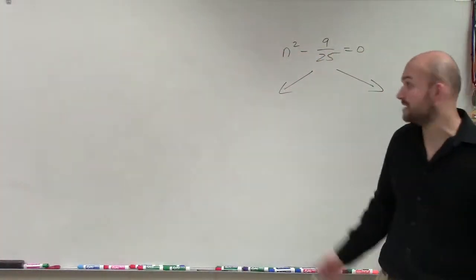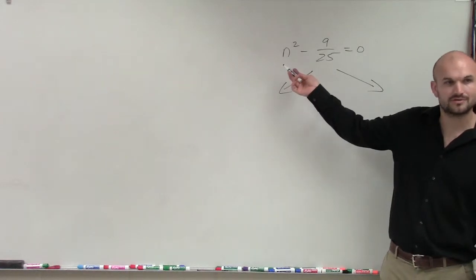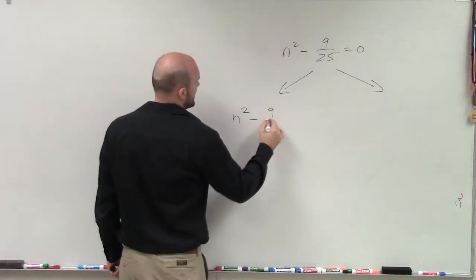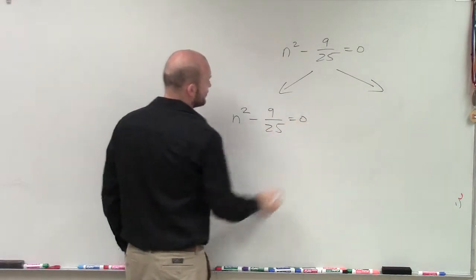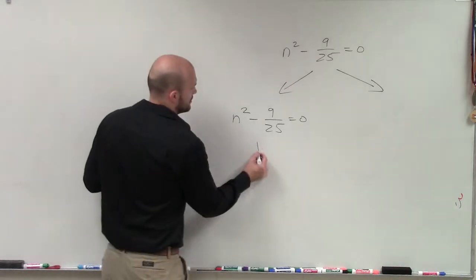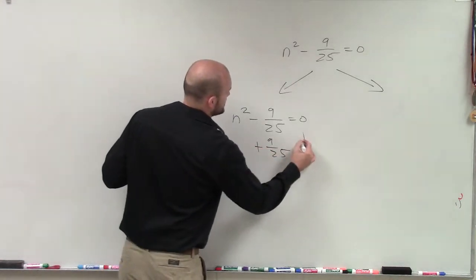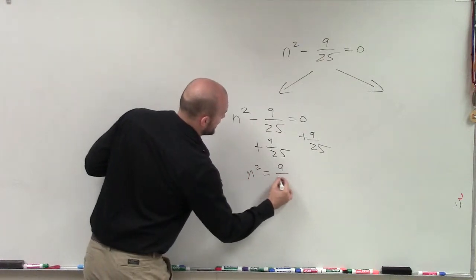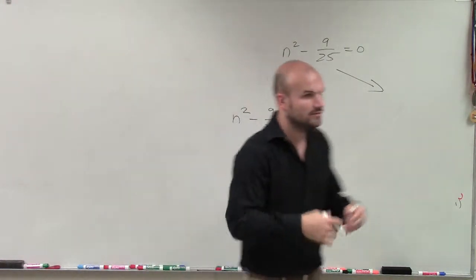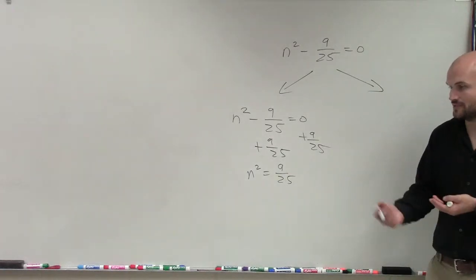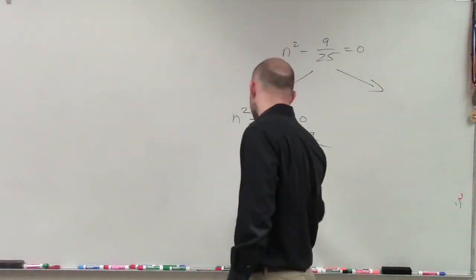I think the easiest way, ladies and gentlemen, is that there's only one variable, so we can apply the square root method. So I have n squared minus 9 over 25 equals 0. Well, if you only have one variable, isolate and use the inverse operations. So add 9 over 25 on both sides. So therefore you have n squared equals 9 over 25. Now, what's happening to my variable? It's being multiplied by itself. So to undo that, I need to take the square root on both sides.